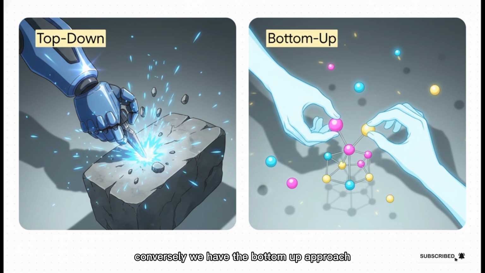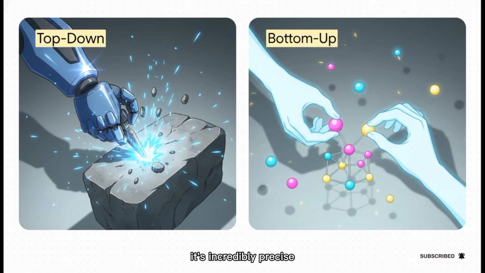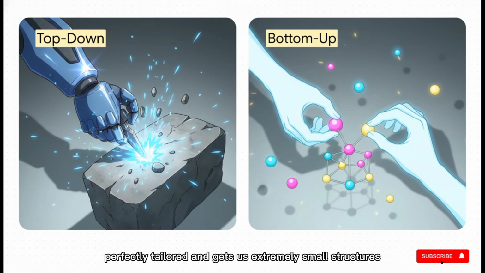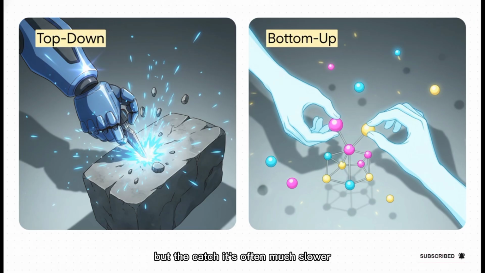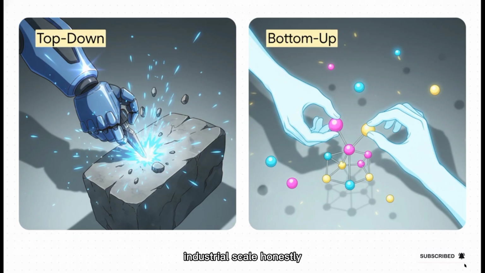Conversely, we have the bottom-up approach. This is essentially like building with Lego bricks, but the bricks are individual atoms. By using complex chemistry, we can actually trigger atoms to self-assemble into nanostructures. It's incredibly precise, perfectly tailored, and gets us extremely small structures. But the catch? It's often much slower and significantly harder to produce on a massive industrial scale.